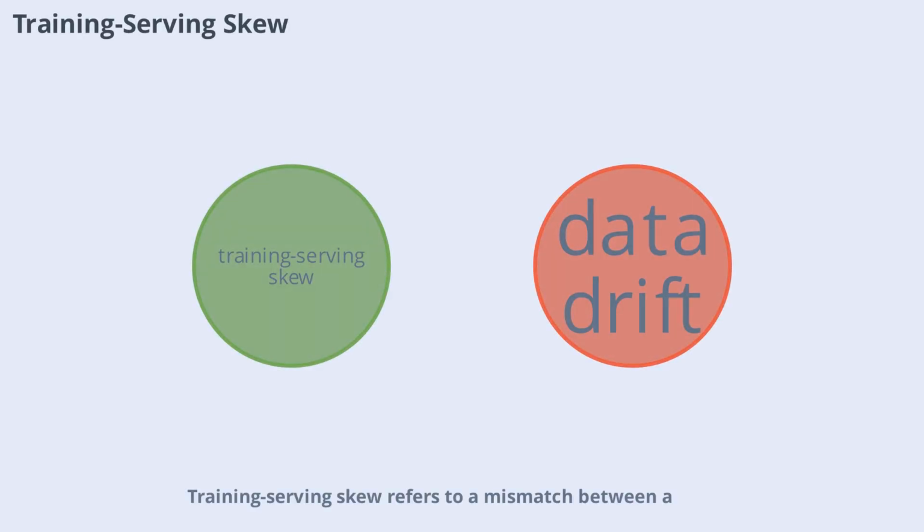Training-serving skew refers to a mismatch between a model's performance during training and its performance in production. This can be caused by changes in data distribution over time, differences in preprocessing code, or using features during training that aren't available in production. Addressing skew is critical for reliable deployment.